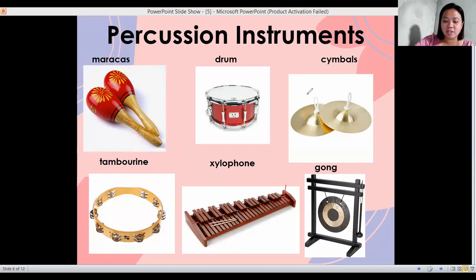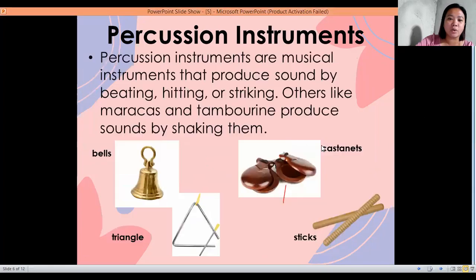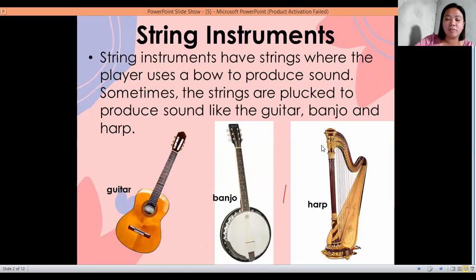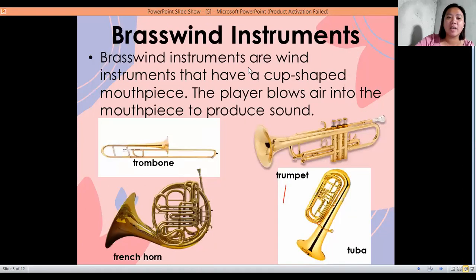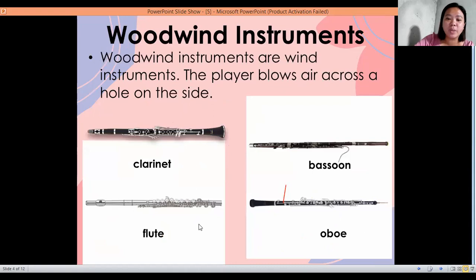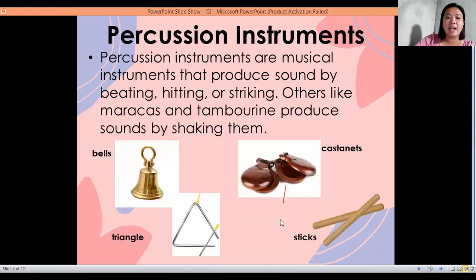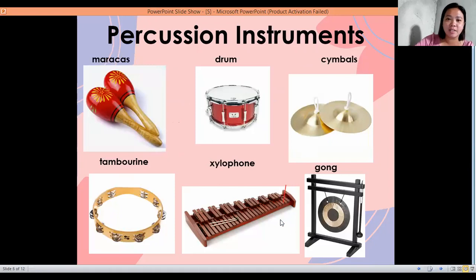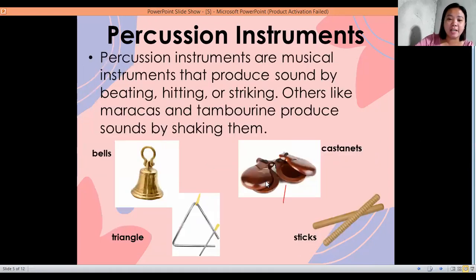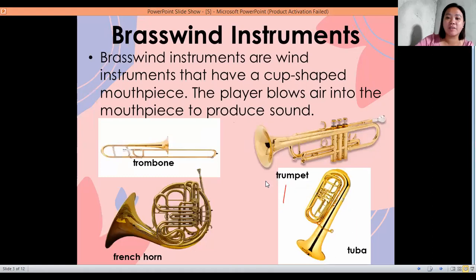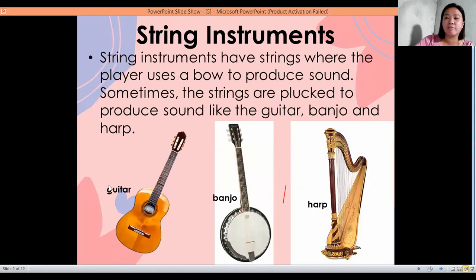So now let us review again our four types of instruments. We have the string instruments, the brass wind instruments, the woodwind instruments, and the last one is the percussion instruments. So now let us name the different instruments. Please follow after me.